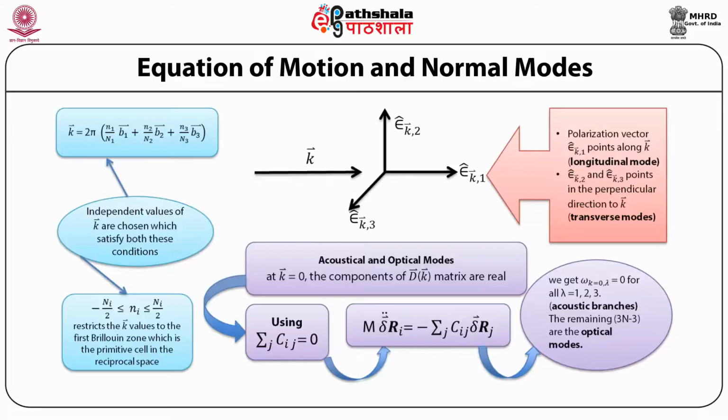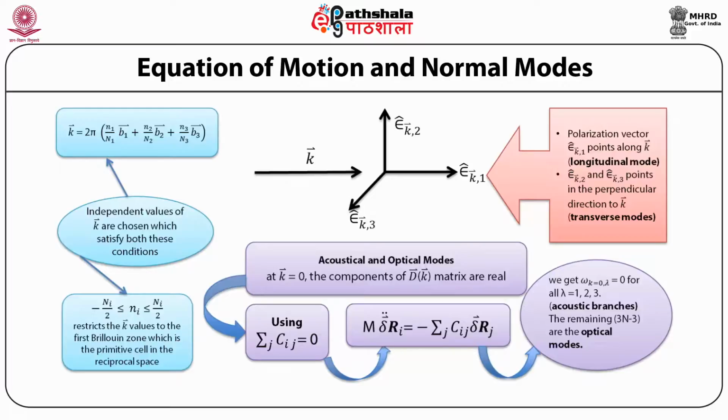Now the second condition which I just mentioned restricts the k values to the first Brillouin zone, which is the primitive cell in the reciprocal lattice. So you see that you have a primitive cell in real space and also a primitive cell in the inverse space, the reciprocal space, and in the reciprocal space it is the first Brillouin zone. Therefore in the first Brillouin zone the total number of k values is N, and there are 3 normal modes for each k value, which gives us a total of 3N normal modes.